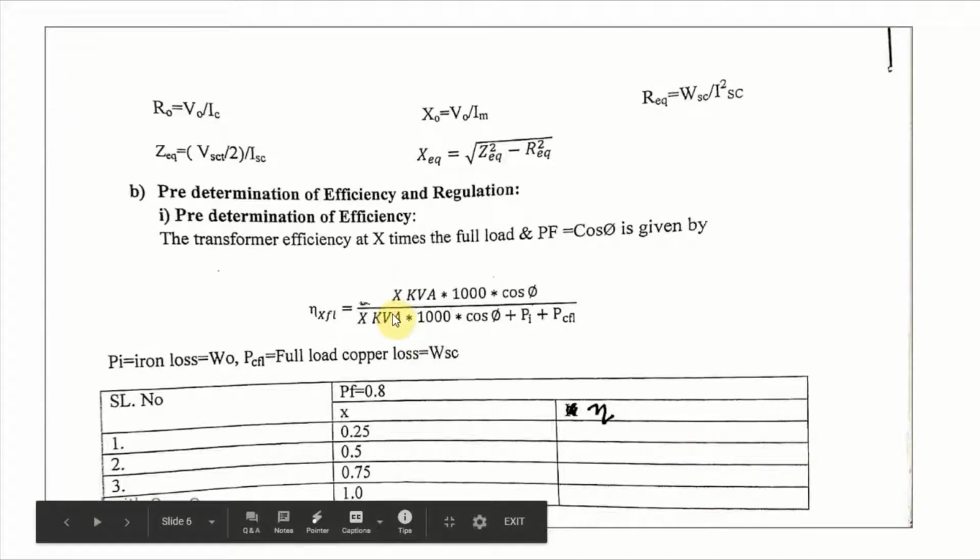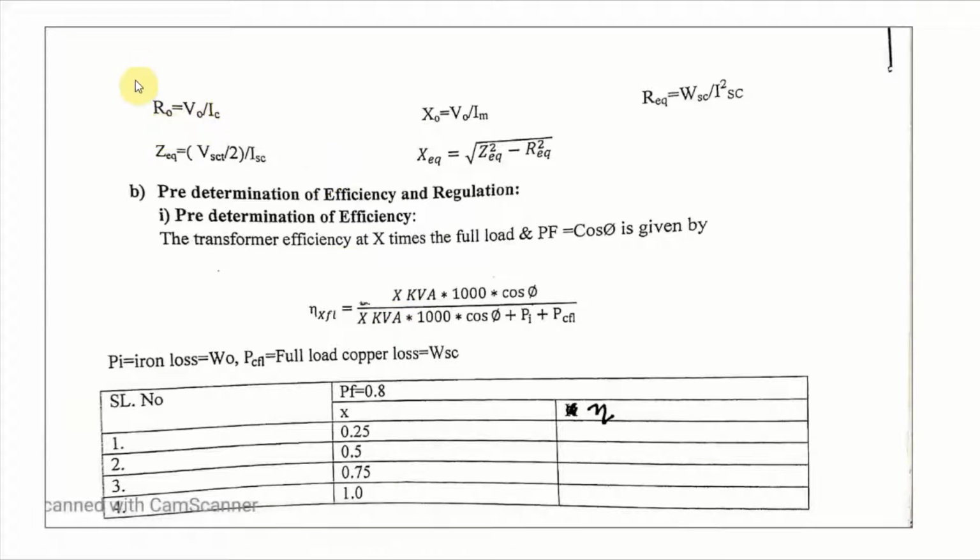So once we've got IC and IM, we can calculate the magnetizing circuit parameters, that is R0 and X0. They are the shunt parameters. These two are calculated using the OC test. Now using the SC readings, we calculate the R equivalent and Z equivalent. R equivalent is calculated using the copper loss and the short circuit current, and Z equivalent is calculated using this expression. When we have both R equivalent and Z equivalent, X equivalent can be calculated using this expression.